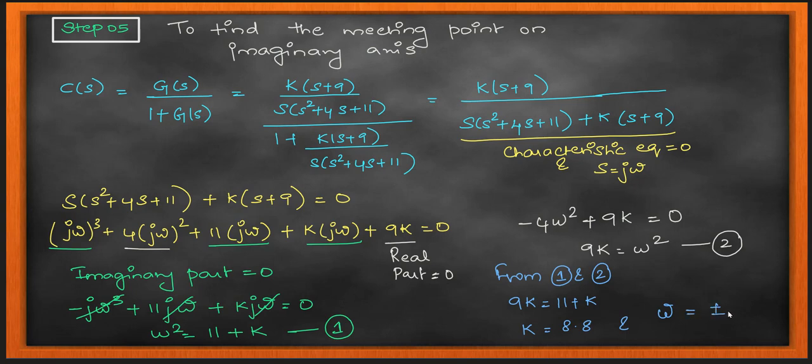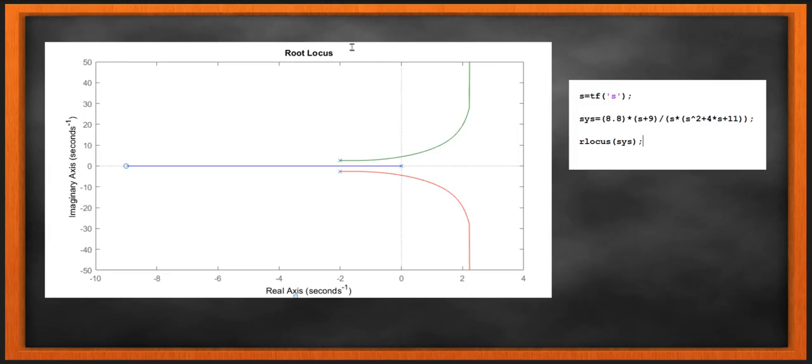So it is that formula. We obtain the c of s, or we take the characteristic equation. You need to obtain the characteristic equation, and that is obtained only by this g of s divided by 1 plus g of s into h of s formula. And then I'm getting my k to be 8.8 and my omega to be plus or minus 4.4. So your meeting point is plus or minus j 4.4. That is your meeting point.